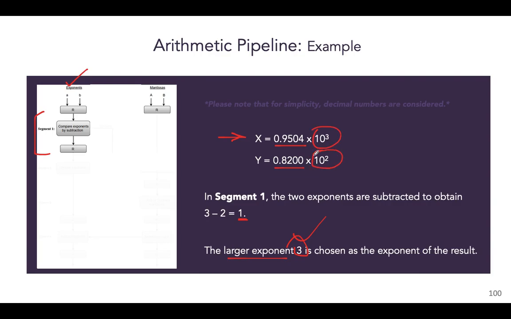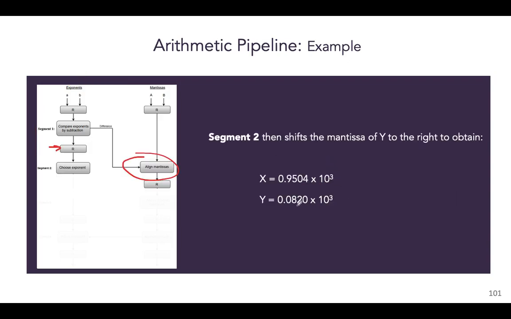So its mantissa has to be shifted so that both of these can be made the same. Again, this is the same concept that we used when we already discussed floating point addition. The exponents have to be the same. So that's why the mantissa of this number has to be shifted so that they become the same. And that is what's being done in segment 2.